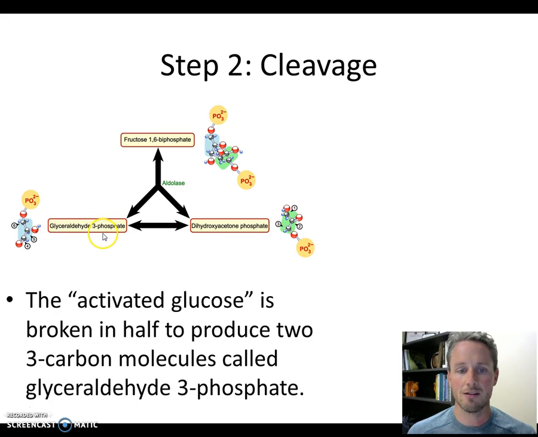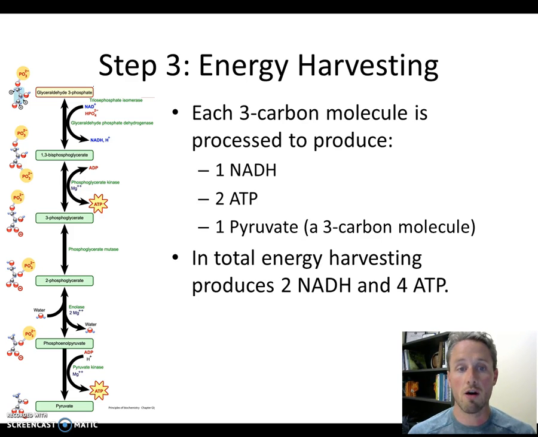They have this name, glyceraldehyde 3-phosphate. Again, I don't want you to memorize that name. I'm never going to ask you the specific name of that molecule. But I do want you to recognize that that molecule contains 3 carbons. So we take our activated glucose, we break it in half, and we make 2 3-carbon molecules. They're called glyceraldehyde 3-phosphate. But we won't use that name again. All right, so we've gone through energy investment and cleavage. Now we need to work on these 3-carbon molecules that we have. So we'll do that in energy harvesting.